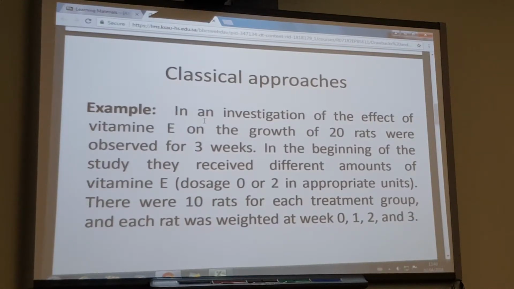Also change score analysis, that's another technique, which is subtracting time 3 minus time 0, right? Still the same with the change score. But also you're ignoring what? The intermediate time points and the effective treatment.